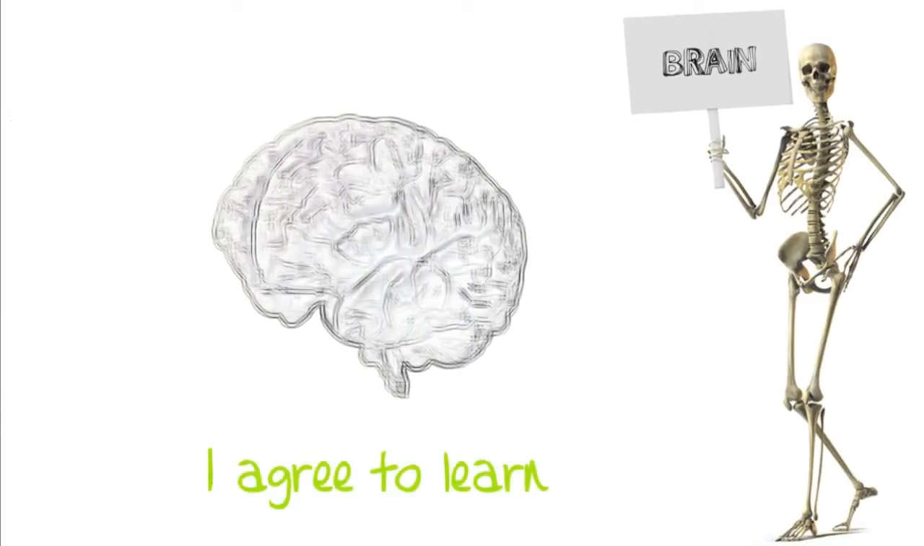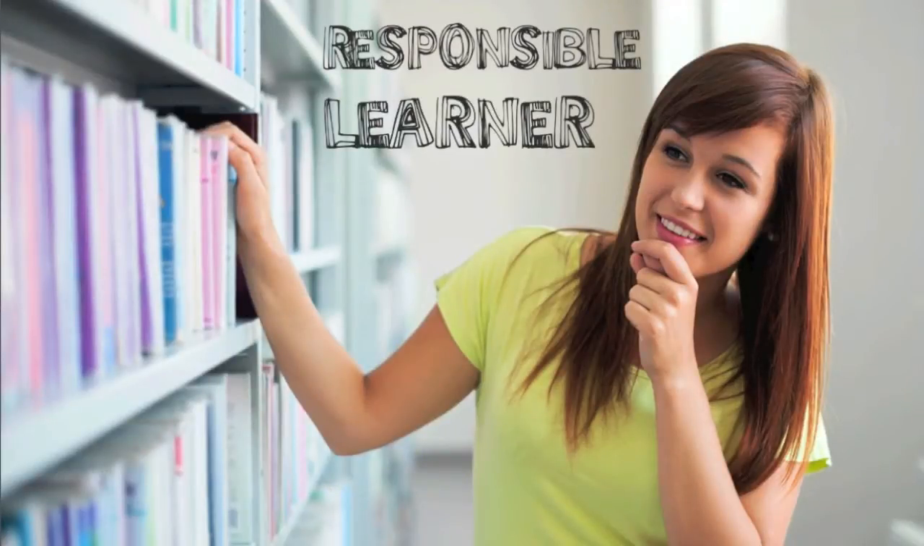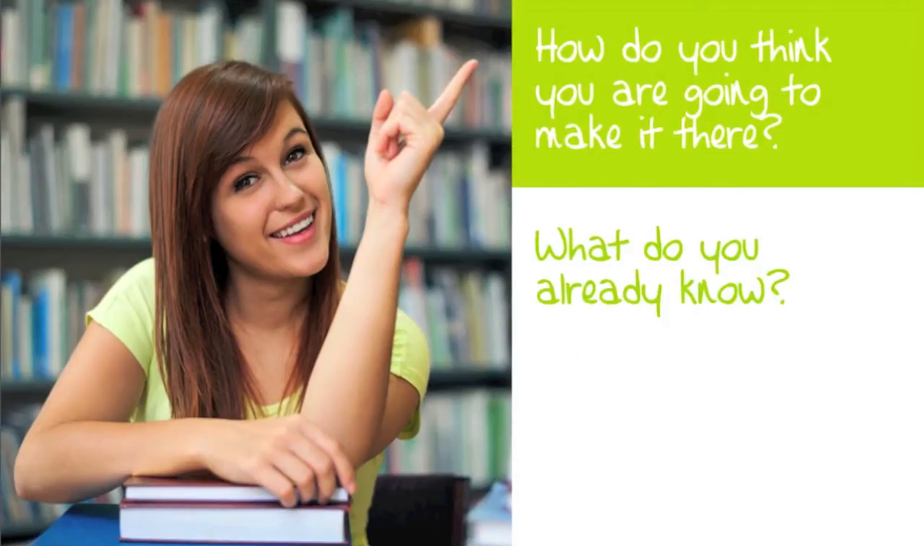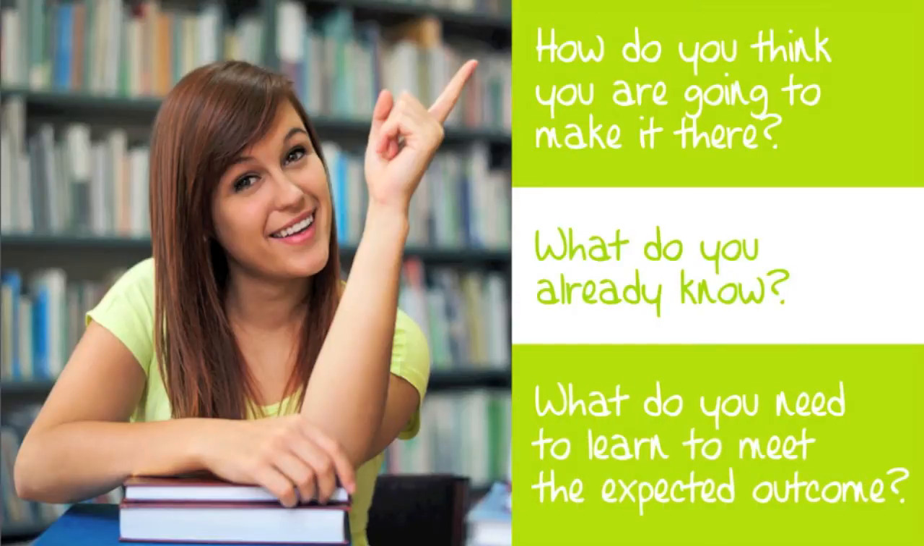Next on my list, the brain. Learning occurs when I agree to learn. Simply put, it's allowing adults to become responsible for their learning. One way to do this is to plan specific moments when adults not only understand what is expected of them, but when we can question them on how they think they are going to get there, what they already know, and what they think they need to learn to meet the expected outcome.